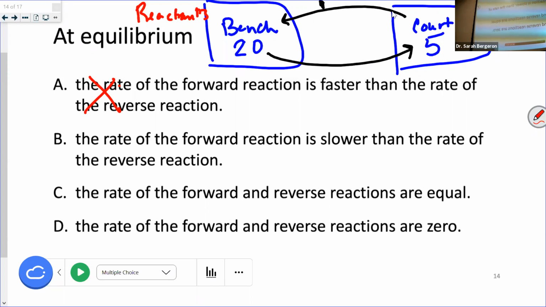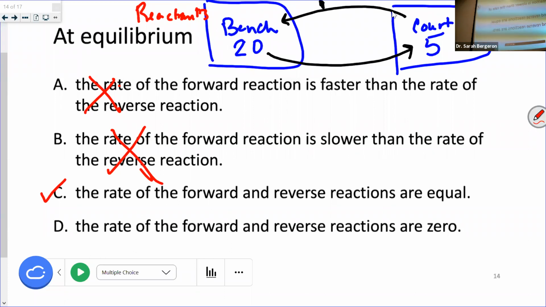The rate of the forward reaction is slower than the rate of the reverse reaction. Then we'd end up with what? Nobody on the court. That can't happen. The rate of the forward and reverse reactions are equal. That is just what you told me happens. Anytime somebody leaves the court to go sit on the bench, somebody leaves the bench to go get on the court, right? So that's the equilibrium.